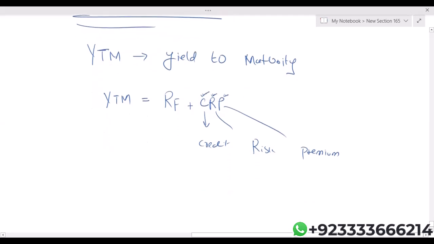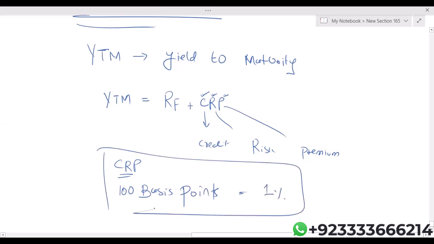Now another point is, CRP is always given in basis points. You can say it's a language: 100 basis points are equal to 1%. So you need to know this maths.